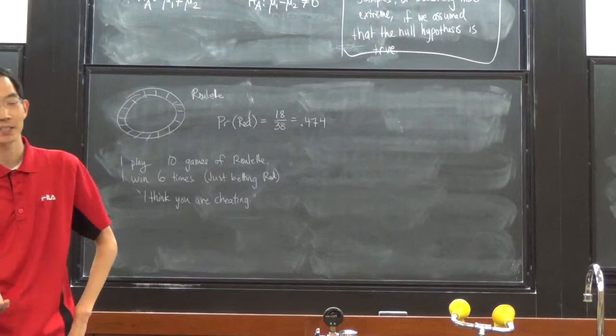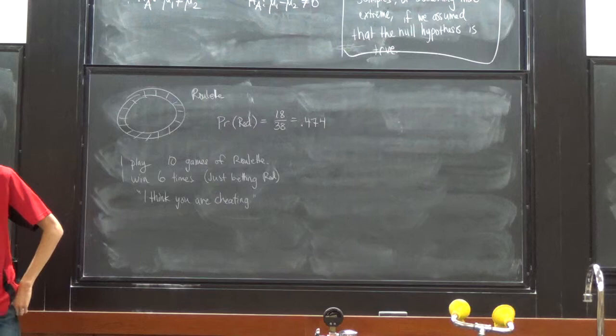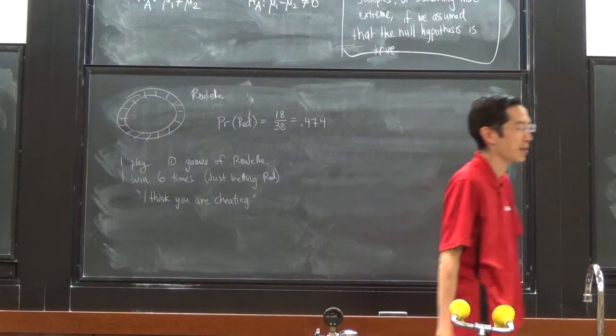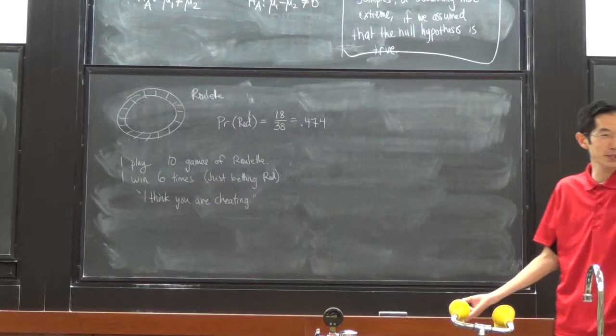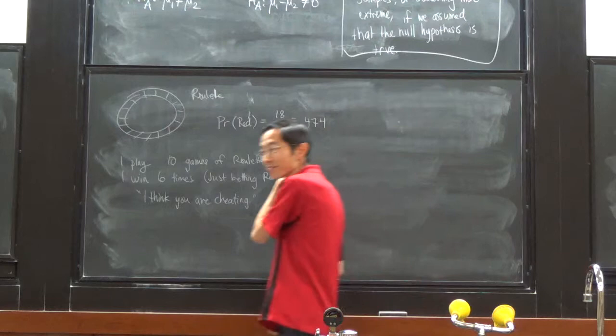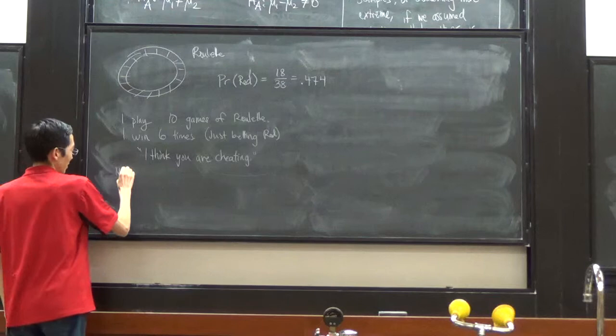I would just say, no, I'm just lucky, right? I just got lucky. I won 6 games. It's not that big of a deal. A lot of people probably win 6 games if they played the game 10 times. Does that sound like a reasonable defense? Yeah, it sounds reasonable, okay? My defense: I am just lucky.